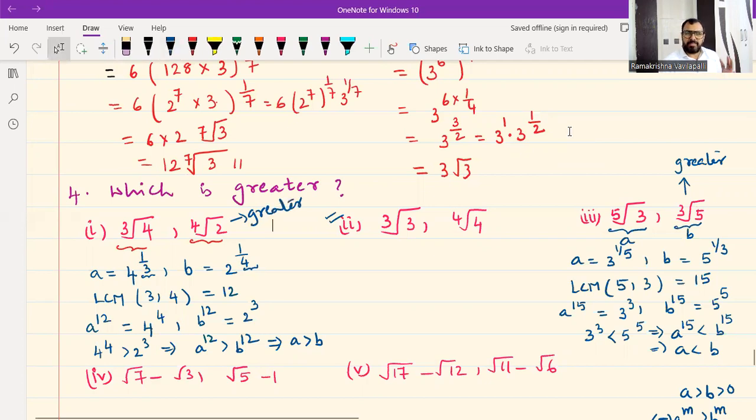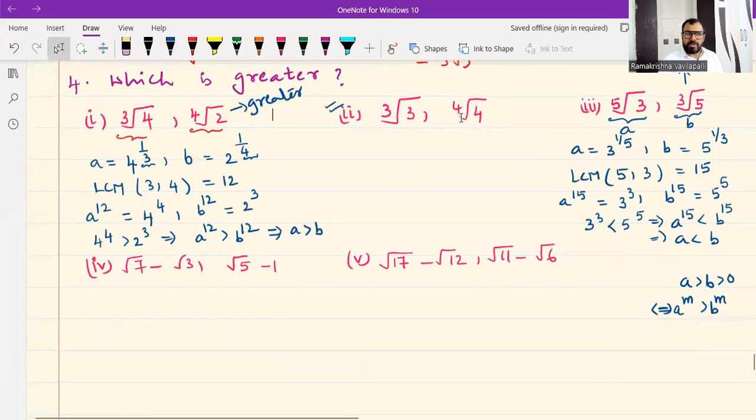So this is very, very simple when only two simple surds are given. But when mixed surds are given, we have to apply a kind of technique. Here you see, we have to compare root 7 minus root 3 and root 5 minus root 2. How do we compare? Which one is the larger one? Because here both are surds. So the procedure is quite simple.